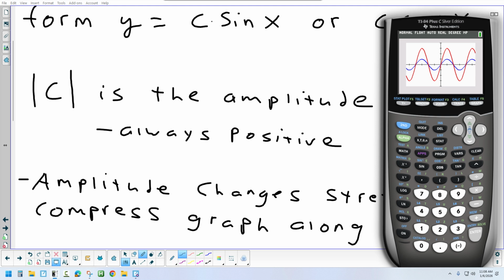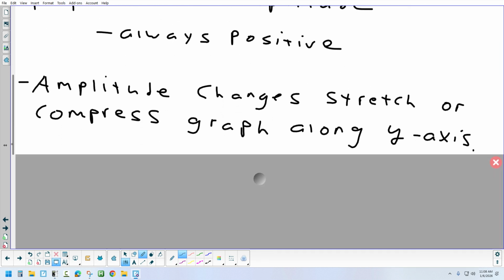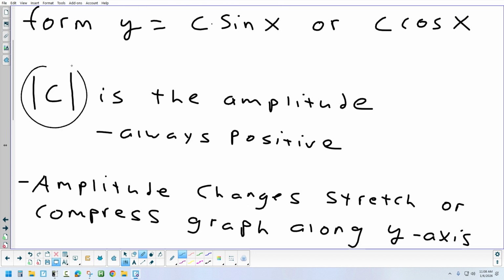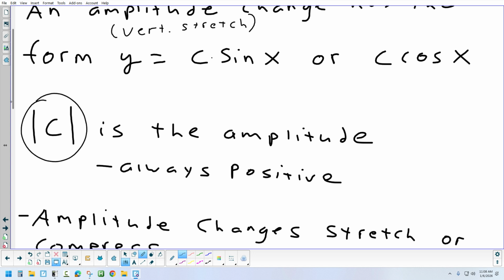So, any questions on what an amplitude change looks like? That's a stretch. I could have also done a compression, which would have made it less tall. So we're going to start out with a few problems. We're not even going to sketch them. I'm just going to give you an equation, and I'm going to ask you what is the amplitude. So I'm looking for a number. And the way we find it is to take the absolute value of whatever number is in front.